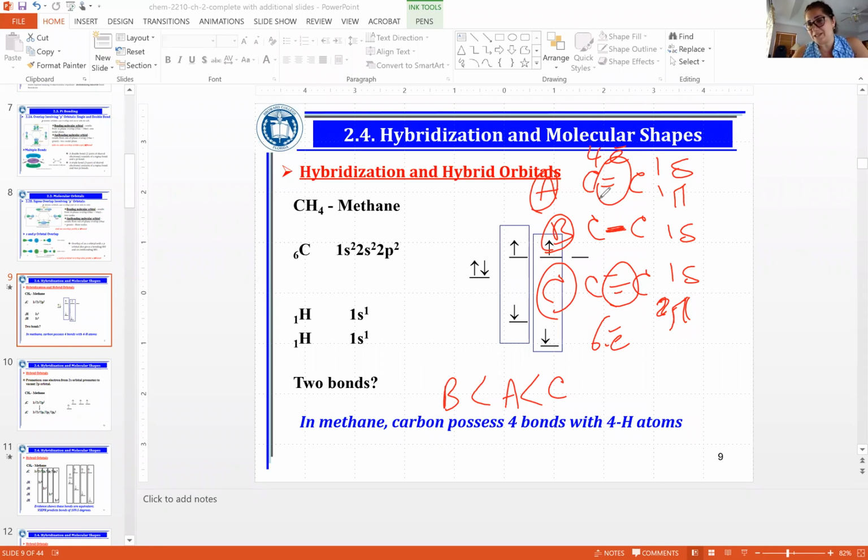What about the bond length? Which one is going to be shorter? A, B, or C? Which one is shortest? Thank you for your response. Is it B? Shortest? Is it B? I don't know. Okay. Other responses? Say C.